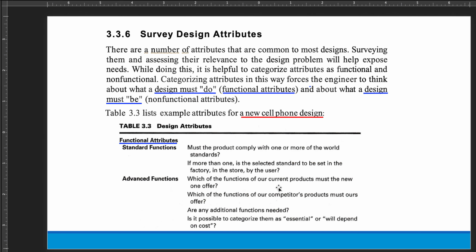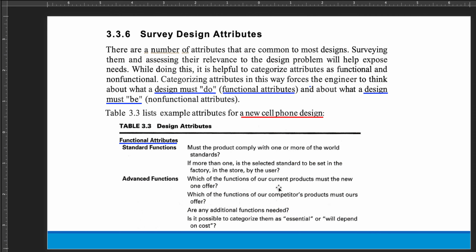Okay, so there are also a number of attributes that are common to most designs. Surveying them and assessing their relevance in the design problem will help expose needs. While doing this, it's helpful to categorize attributes as either functional or non-functional. Categorizing attributes in this way forces the engineer to think about what a design must do, those are functional attributes, and what a design must be, which are non-functional attributes.